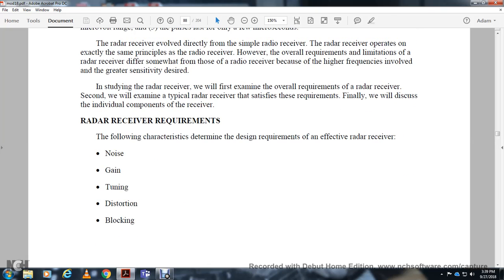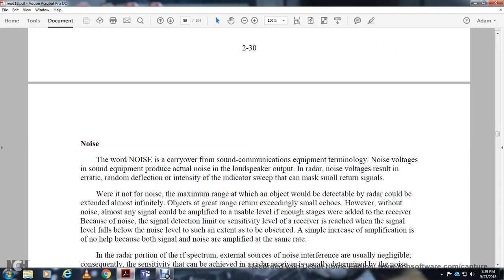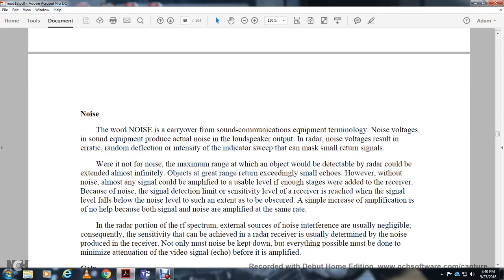The following characteristics determine the radar receiver design requirements: noise, gain, tuning, distortion, and blocking. The word noise carries over from the sound of communication equipment. The terminology of voltage noise describes the equipment that produces actual noise in the loudspeaker output. In radar, noise voltage results from the erratic random deflection of the intensity indicator sweep, which obscures a small return signal.